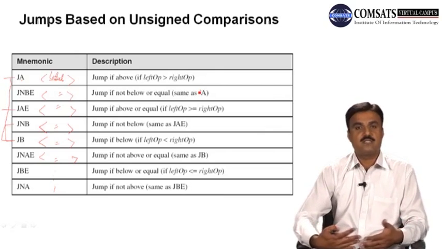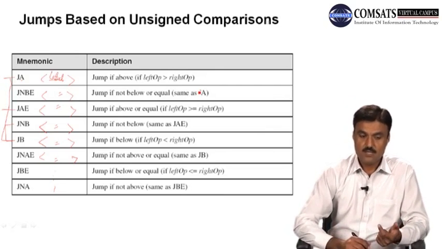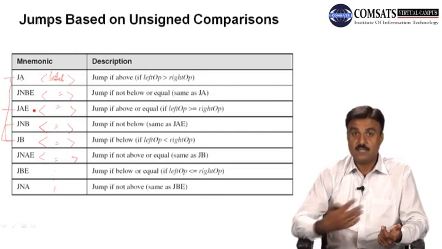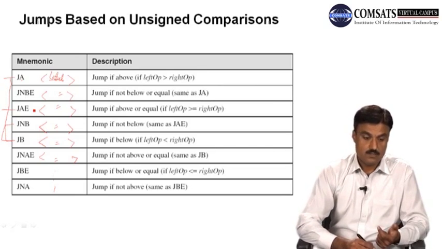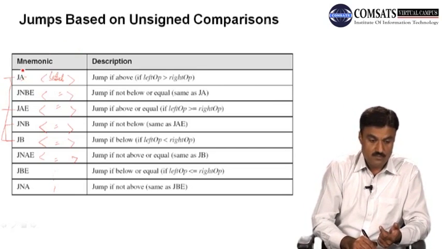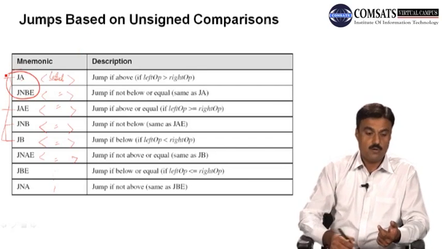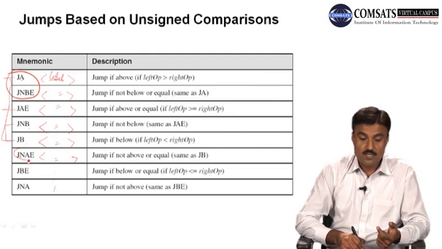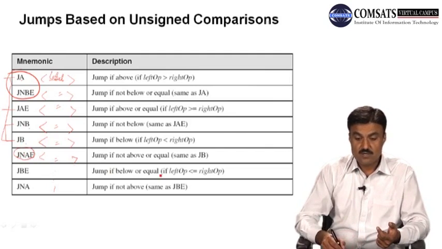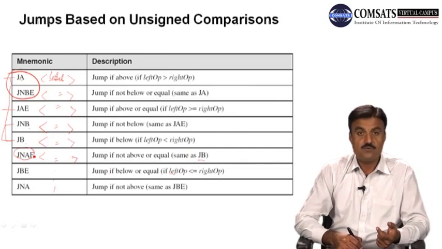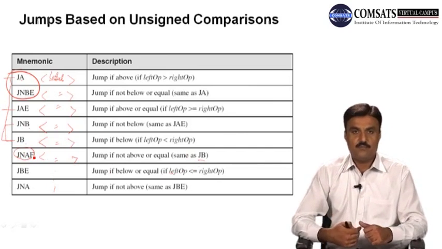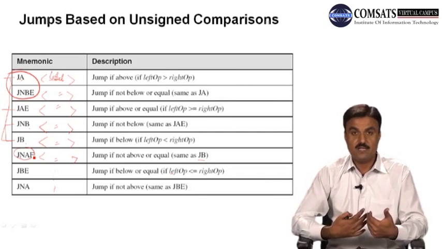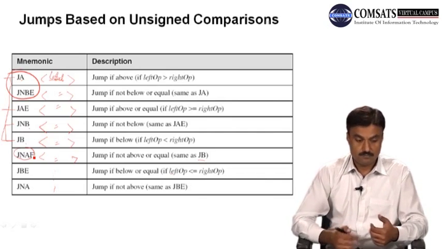Not below or equal means same as jump A. Jump A or jump above or equal, if the value is greater than or equal when we write. So these two have almost the same operation, jump above or jump not below or equal. There is jump above or equal, jump not below, jump not above or equal. So this one is equal to jump below. Not above or equal means the left operand is less than the right operand, and so on.